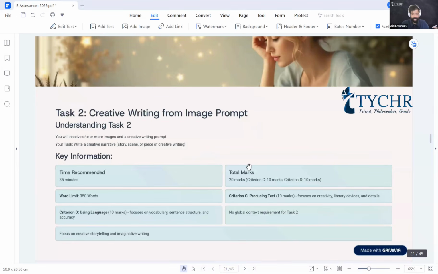Now we'll quickly go to task two. Task two, as you know, is a task where you showcase your creative writing skills at their best, because that is the task where you use a prompt and a picture to create a story out of nothing. Before we start, again, I'll put the same question to you. What do you think is the recommended word limit for task two?